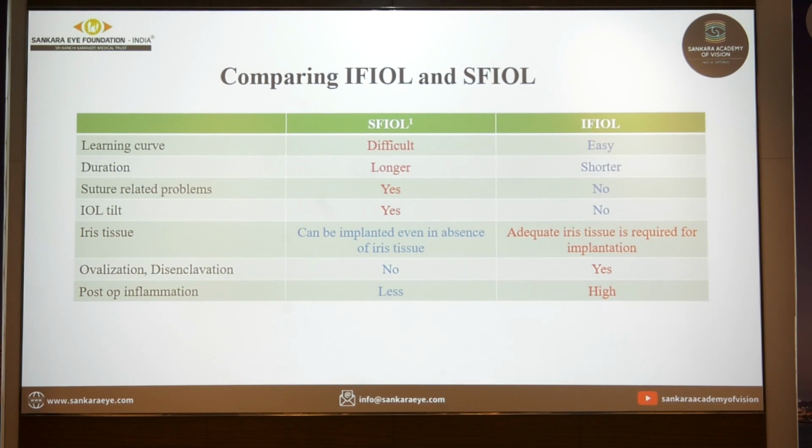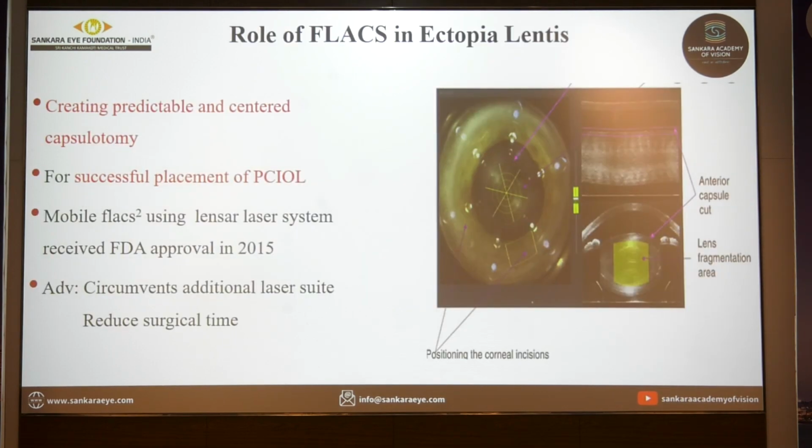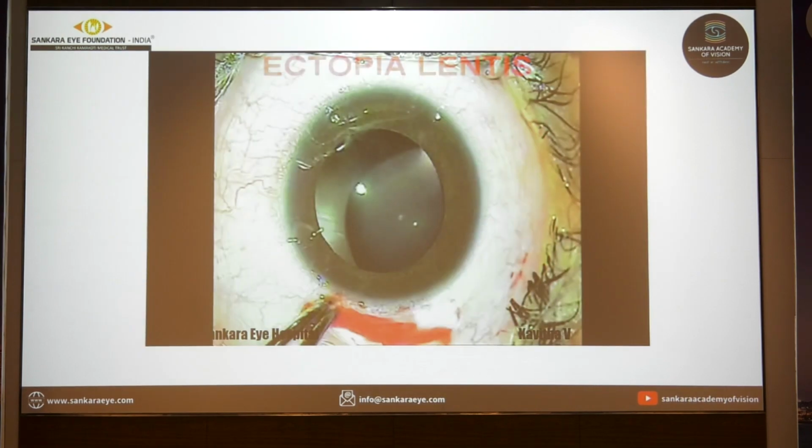There are two options: one is the iris fixated and the other scleral fixated. Both have plus and minus points. I prefer the iris fixated, although initially I started with scleral fixated, which takes much more time. The role of femtosecond laser is very useful, as you will see in my video here. It depends on the degree of subluxation. Definitely, femtosecond helps in creating a predictable and centered capsulotomy, which helps in successful placement of PCIOL. So I'll just run the video for 4 minutes now.